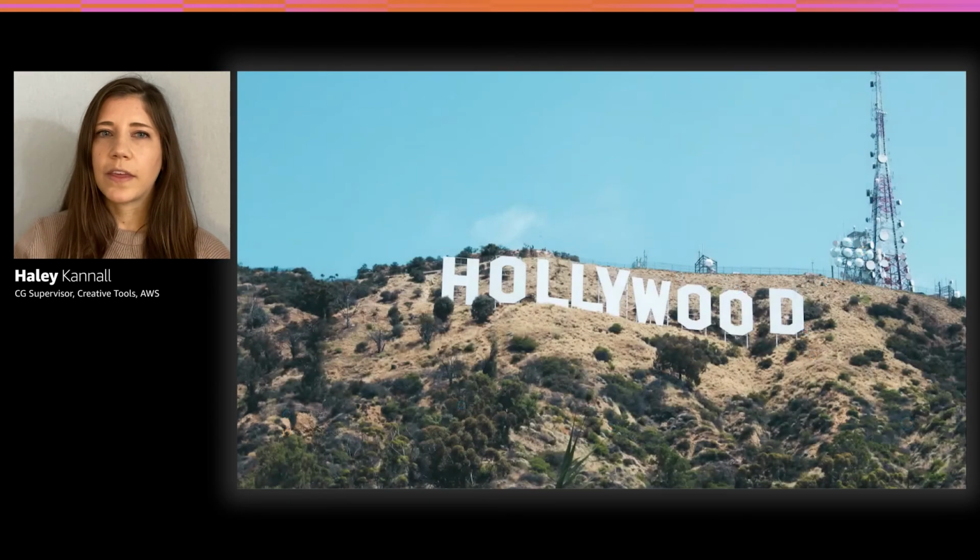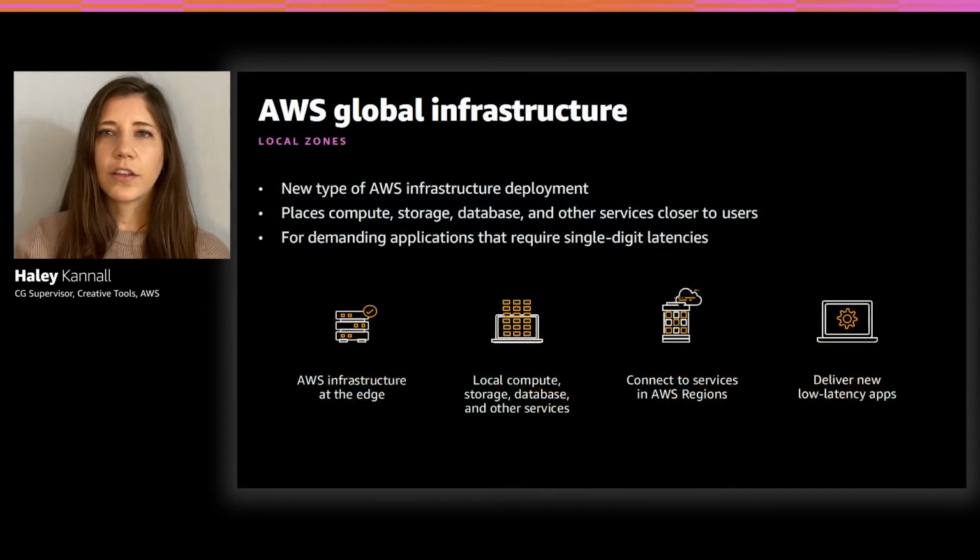And some of you might be thinking, but what about Los Angeles and Hollywood? How close is the nearest region? Luckily for you, the very first Local Zone is located in the LA metro area. A Local Zone is a new type of infrastructure deployment that places compute, storage, database, and other latency-sensitive services closer to you. Local Zones are particularly useful if you want to leverage cloud-based virtual workstations because artists require ultra-low latency.